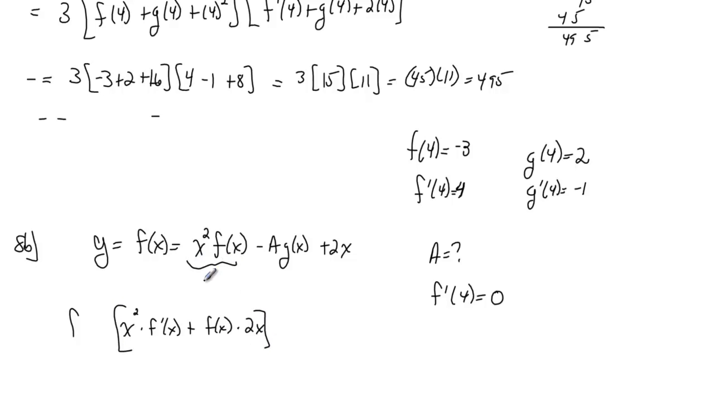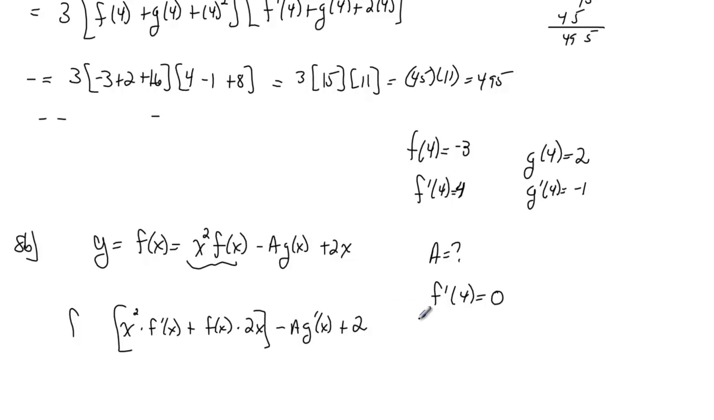So we used the product rule. Our first function, x squared, times the derivative of our second, which will be just f prime, plus our second function, f of x, times the derivative of our first. A is just a constant. I'm going to keep this out. So we're going to have a, times the derivative of g of x, which will just be g prime of x, plus the derivative of 2x, which is just going to be a value of 2.